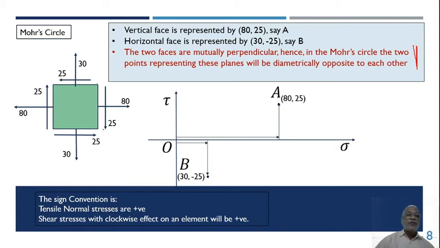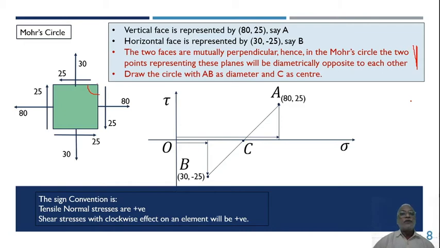So point A, point B representing horizontal and vertical. When the angle between them is 90 degrees, in Mohr circle they will be standing diametrically opposite. Means if you join the points A and B, that would be diameter of the Mohr circle. Okay, so I have joined, and then the point C, which is on the normal stress axis, becomes center of the Mohr circle because AB is a diameter. Now it is easy to draw the Mohr circle. So draw the circle with AB as diameter and C as center. So that is your Mohr circle.